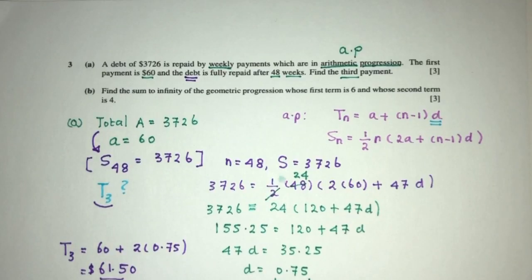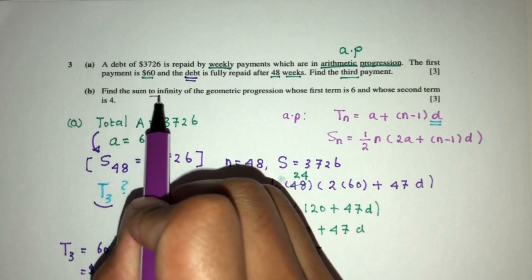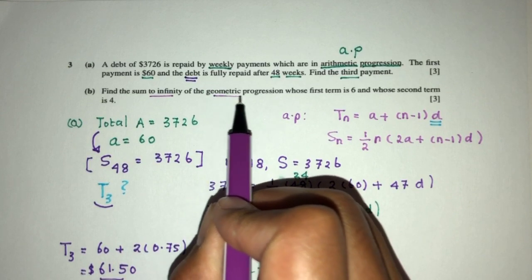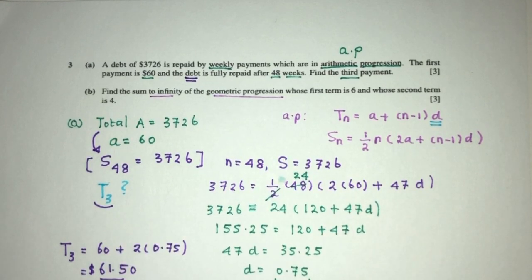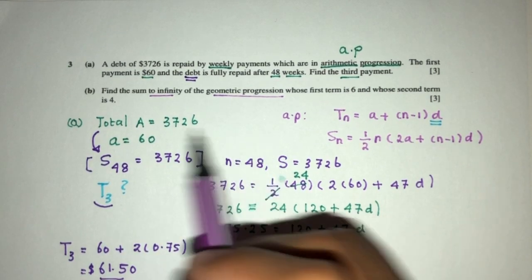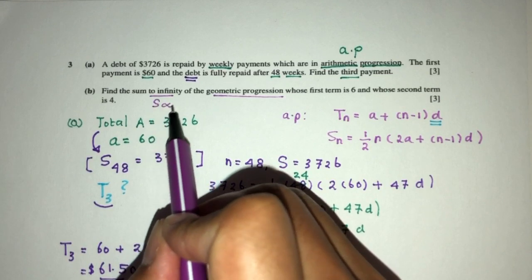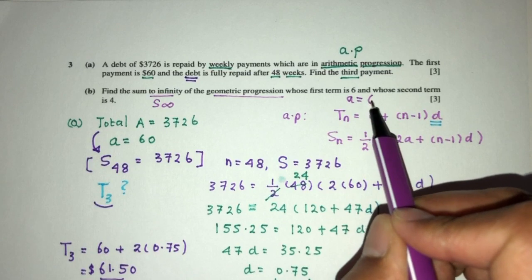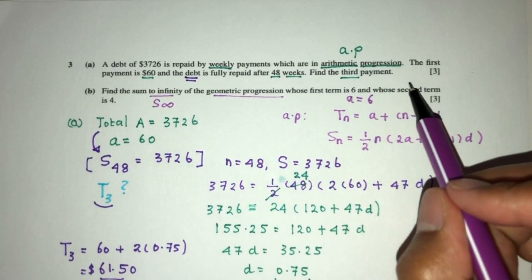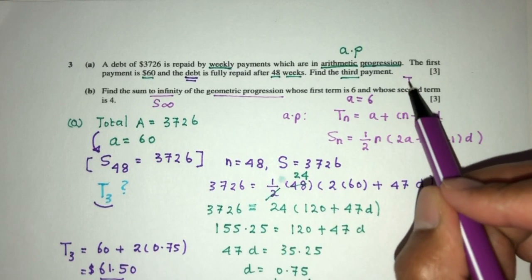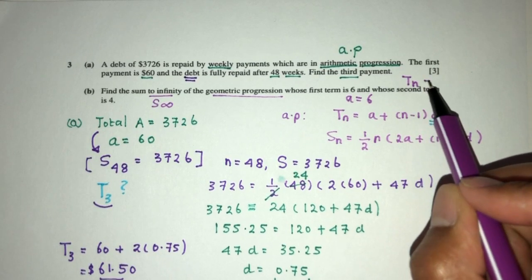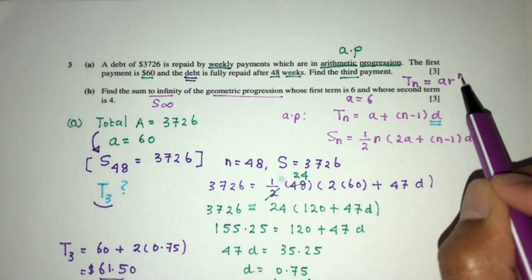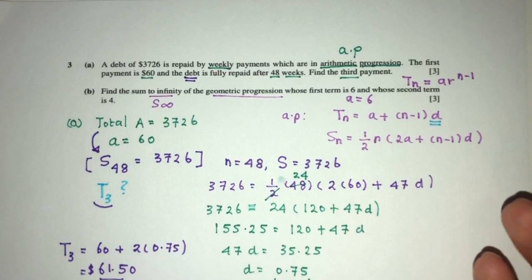Now for part 2, we have to find the sum to infinity of the geometric progression. So now we know the kind of progression we are dealing with, which is very good. Now we can know exactly which formulas we'll be using for that. We have to find the sum to infinity of this progression whose first term is 6 and whose second term is 4. We have to know T of n for a GP is A R to the n minus 1. Again, this is given to you on your list.